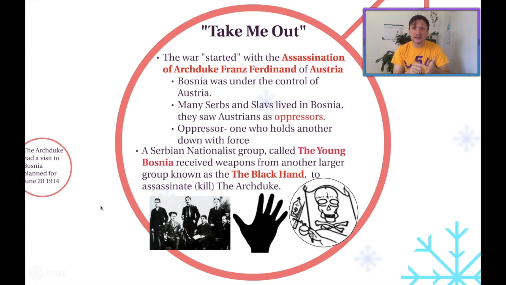So the Young Bosnia group has just been warned that the Archduke is coming. And so they decide they want to assassinate him. They decide, this is the chance. We're going to do it just like everybody else does. And what is the main way to assassinate people during this time period? You blow them up, okay?